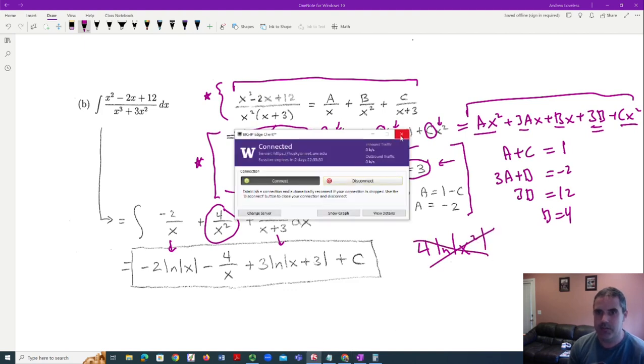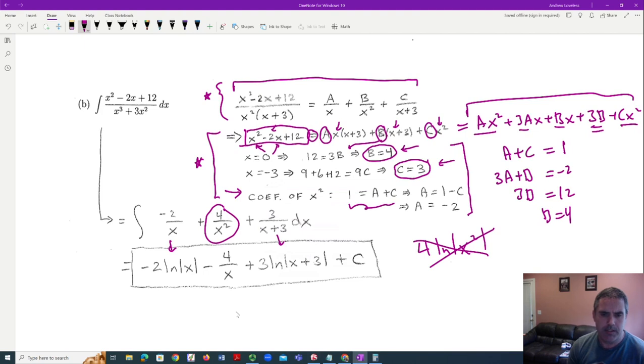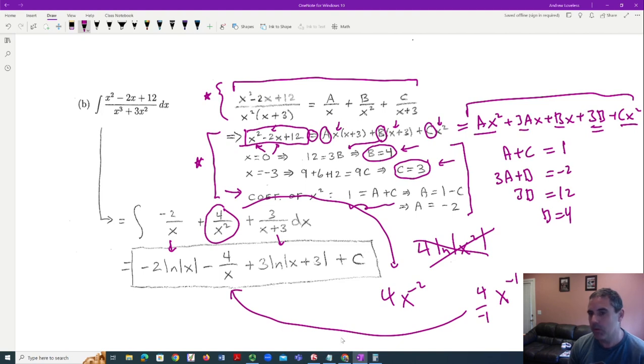This is actually, apologies that came up. This is actually 4x to the negative 2. That's what this is. And if you integrate, the power should go up, and then you should divide by negative 1. That's what we should have here, which is what I wrote. I just wrote it in a nicer way. Okay, hopefully that kind of helps.